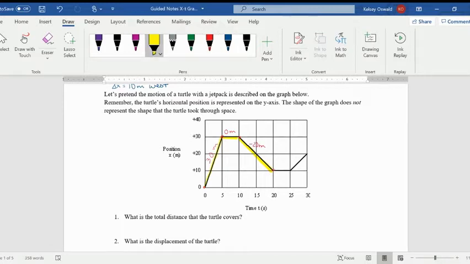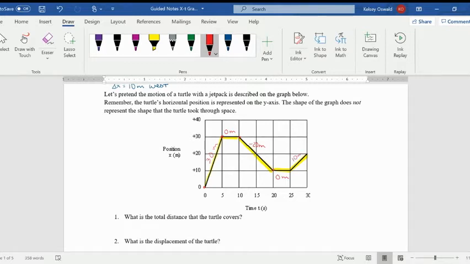Okay? 20 to 25 seconds, just like what we saw at 5 to 10, our turtle stopped. Our position is not changing. And then from 25 to 30, they were starting at a position of 10 and ending at a position of 20. So there, our turtle traveled 10 meters.